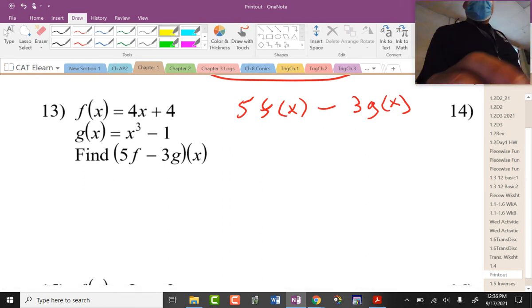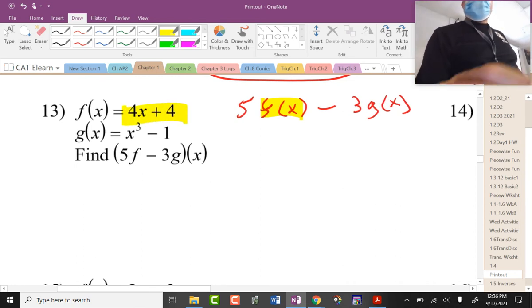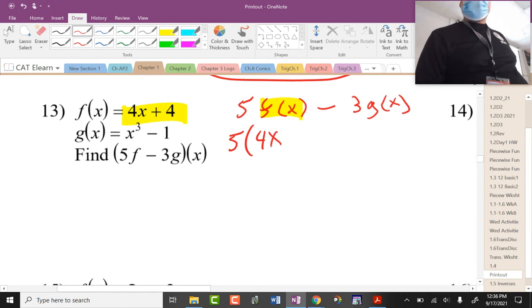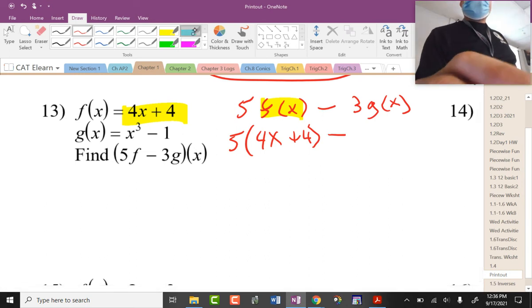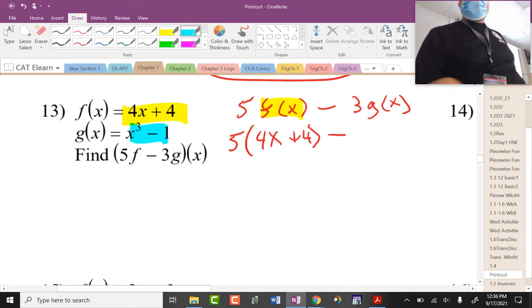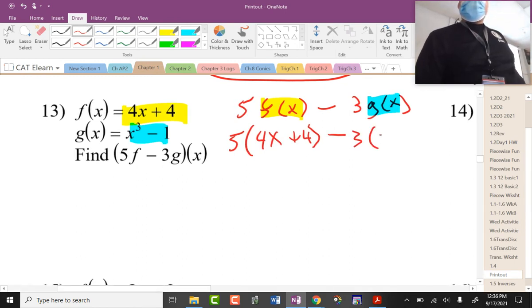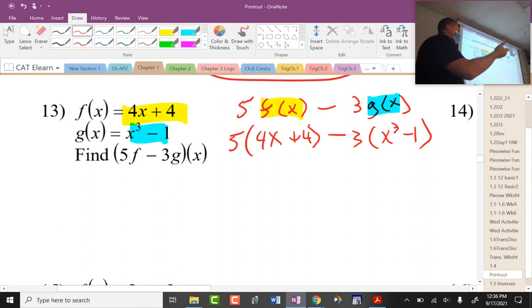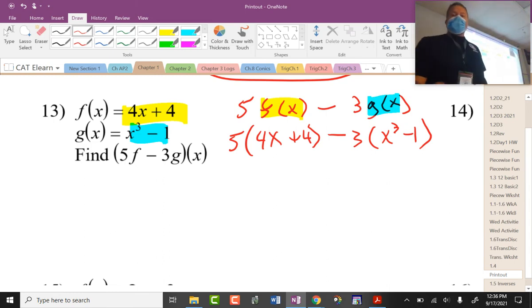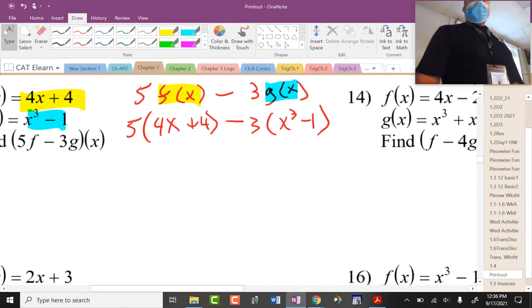Okay, f of x is this. So the next step is replace the name with its functional value in this particular number minus g of x is this. So I'm going to replace that with x cubed minus 1. It's not hard. Maybe you wouldn't know what to do before the notes, but now that you see the simplicity of it, you'll see why. And then this is the algebra and the PEMDAS.